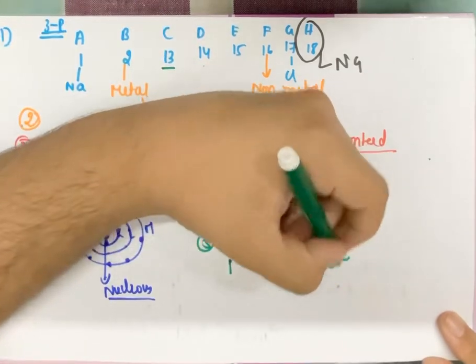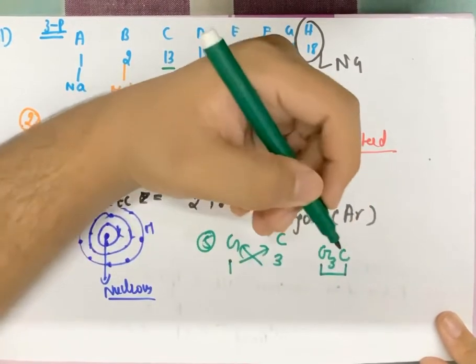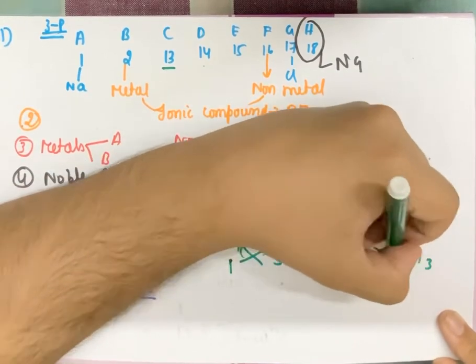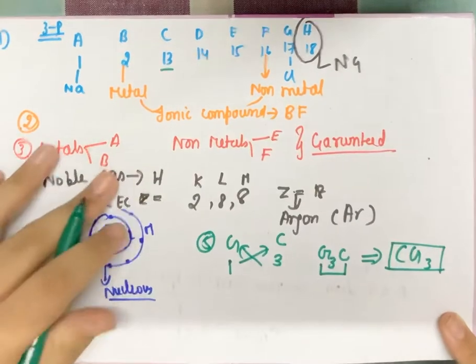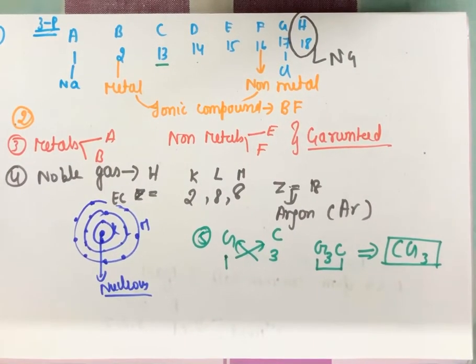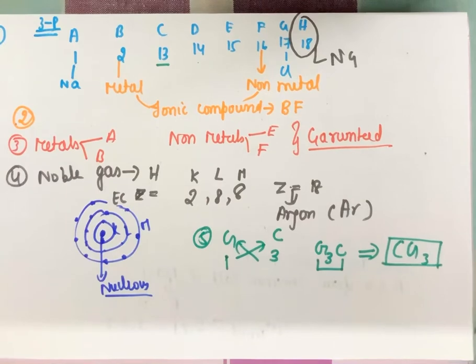So in formula writing, we always write the metal before the non-metal. So I'll write this formula as CG3. This is the correct answer, because always in formula writing the metal is before the non-metal, and this will be provided as well in the question. So CG3 is the answer.